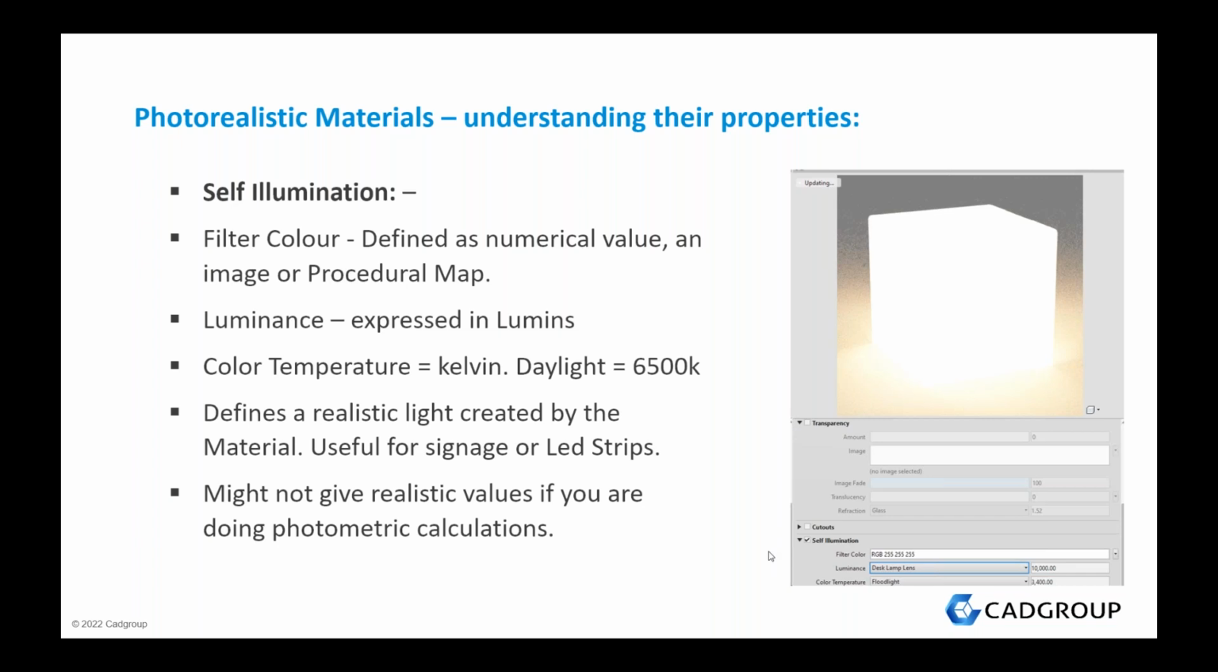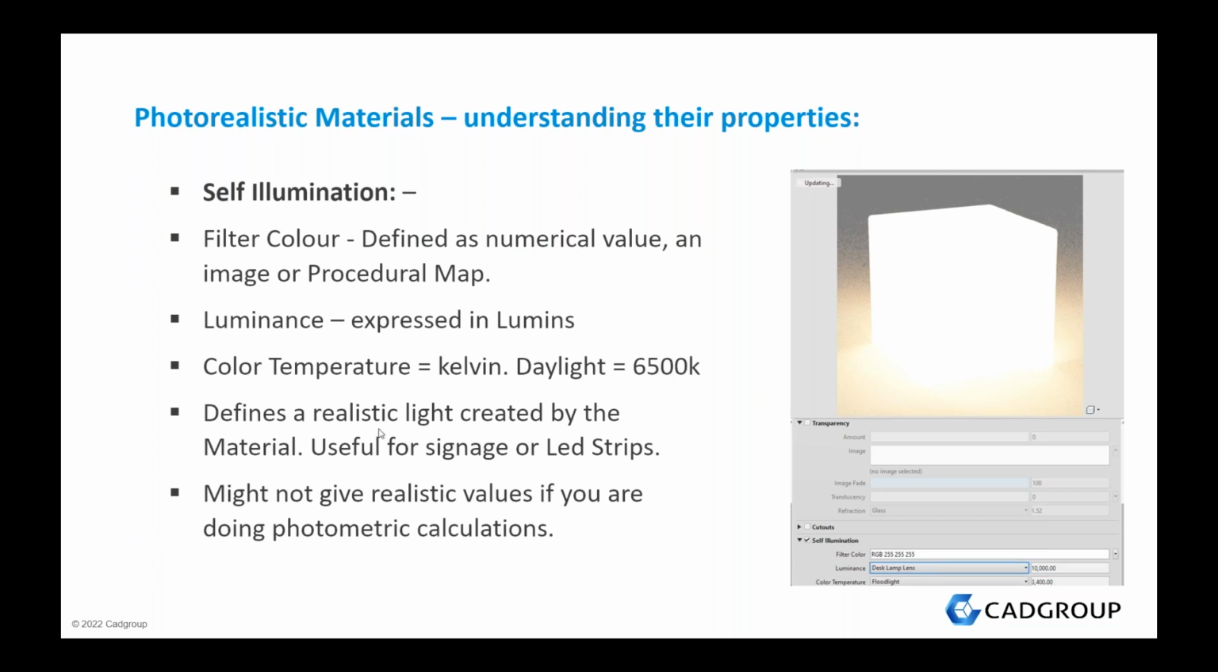First one is color, is filter color. So that creates a sort of a filter on top of everything else. Then we've got luminance, which is lumens, the amount of energy that's being emitted by it in lumens. And then you've got color temperature in Kelvin. So daylight's about 6,500. If you go for, let's say 3,000, then you're going to end up with a very warm light. If you go for anything above 6,500, then you're going to end up with what you characterize as a blue light.